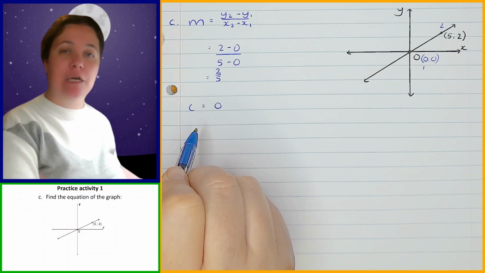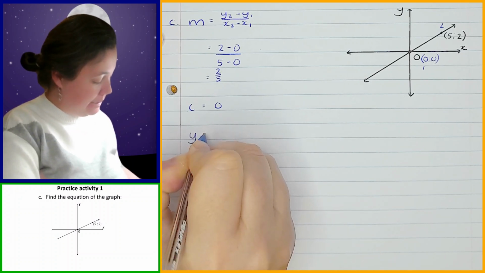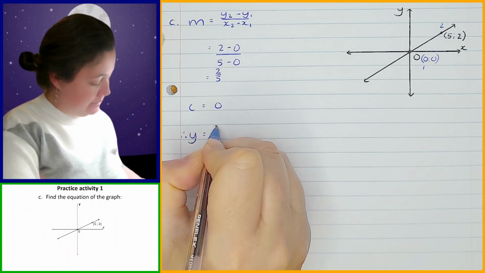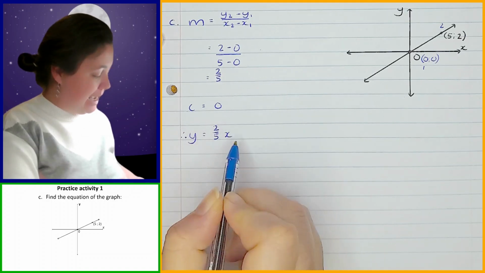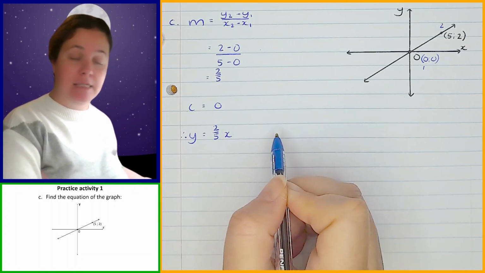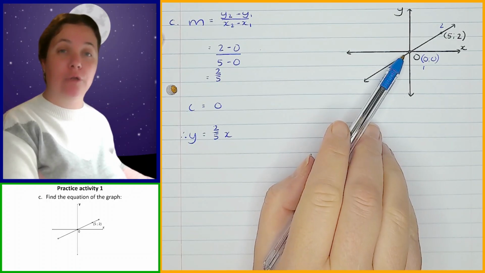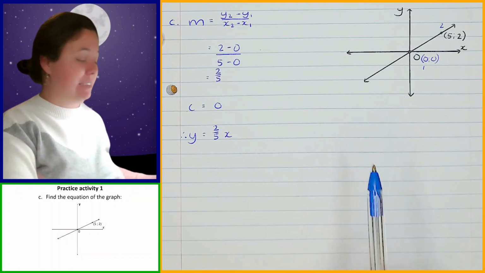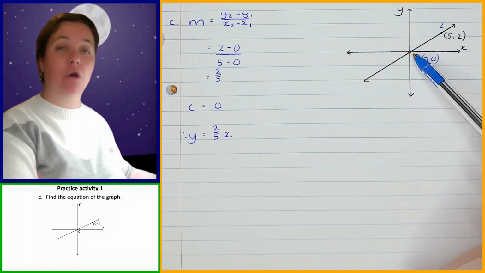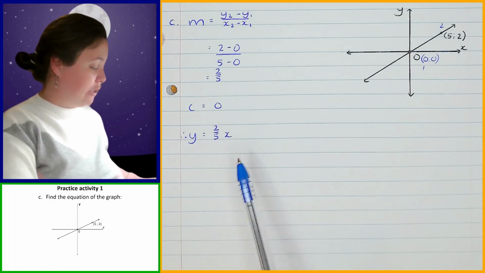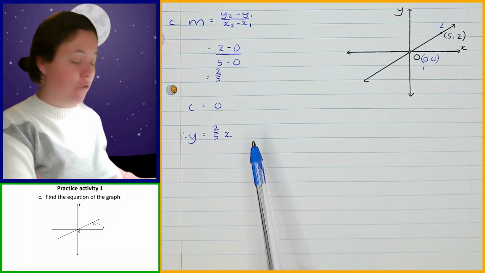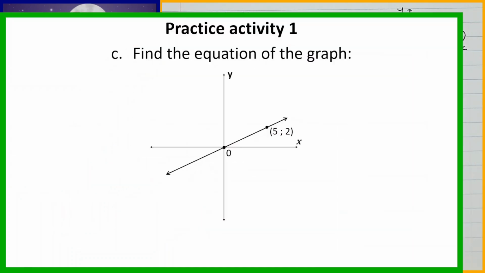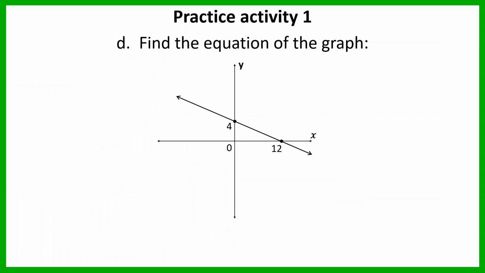So now when I write this down for my equation, I'm going to have y equals, the gradient is 2 over 5, so it's 2 over 5x. And then I would normally write plus c, but because c is 0, because it goes through the origin, I'm not going to write plus 0. So it's just y equals 2 over 5x. Anytime that your graph goes through the origin, when you have a linear graph, you're not going to have a c value. So it's just going to be y equals something x. Okay, right, let's go on to question D. I'm going to give you 1 minute for this one as well.